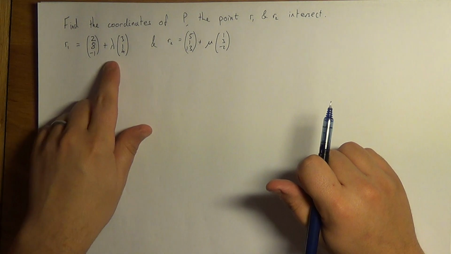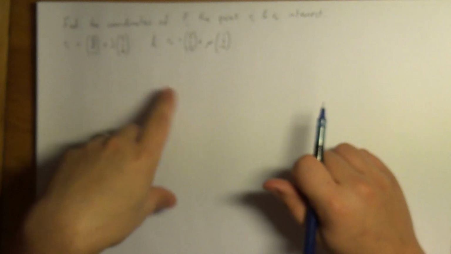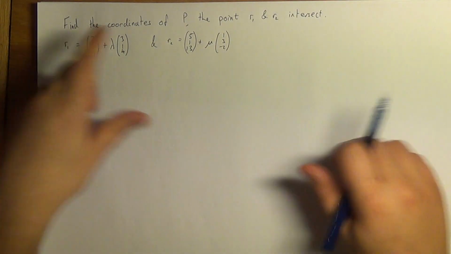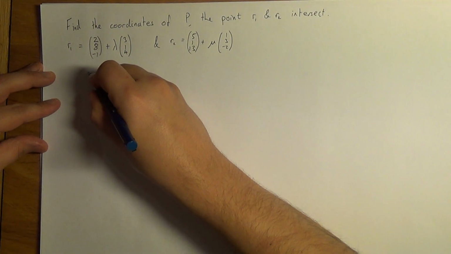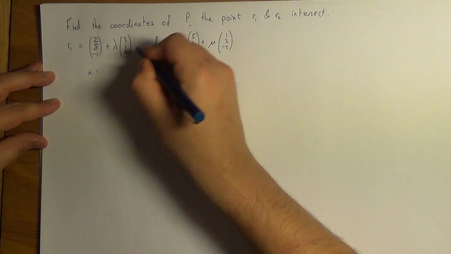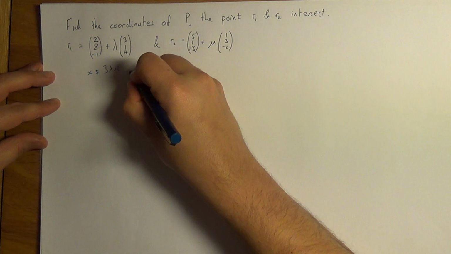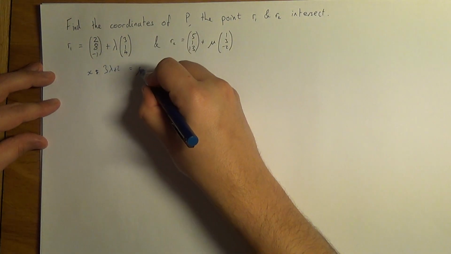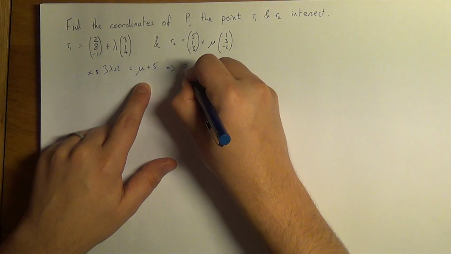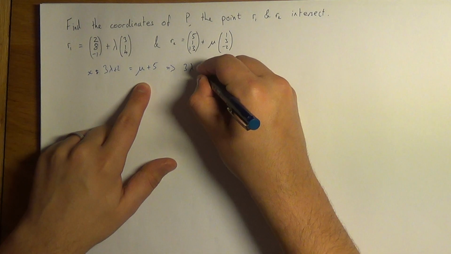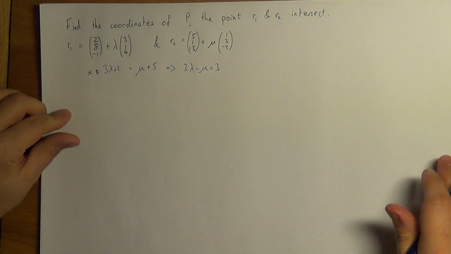So starting at this point, moving this direction some number of steps will end up the same place we can get to starting here, moving this direction some number of steps. So for the x values, that is going to mean, from equation 1, that 3 lambda plus 2 must be equal to mu plus 5. And we'll rearrange that into a form we're used to seeing, which is the implicit form usually used for elimination in simultaneous equations.